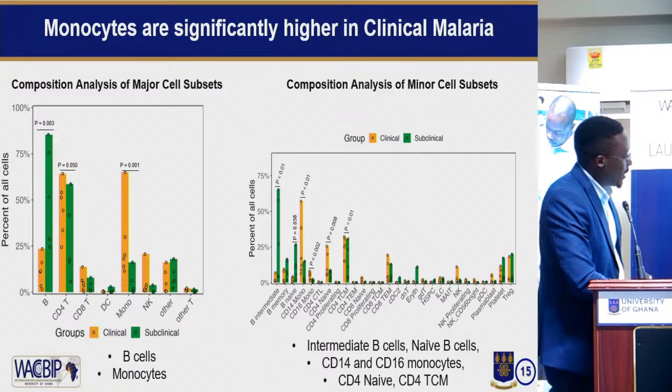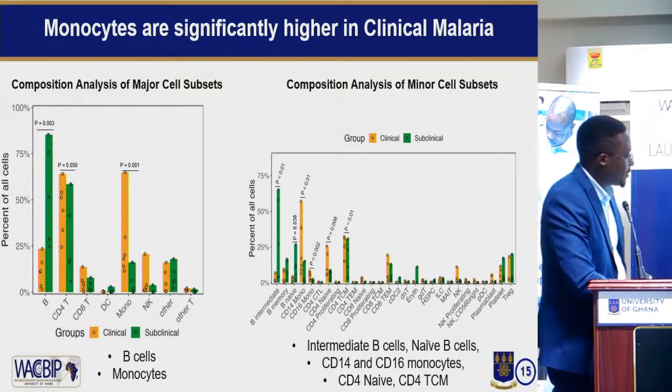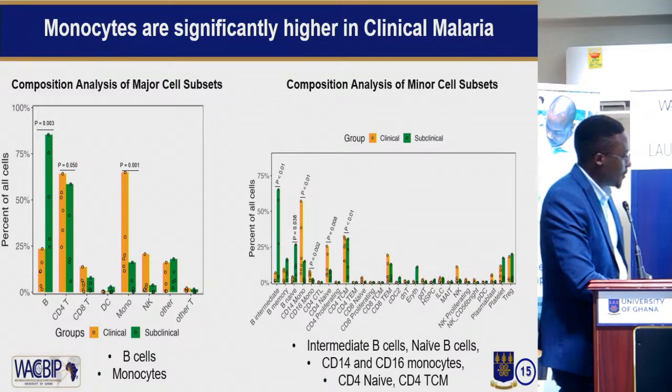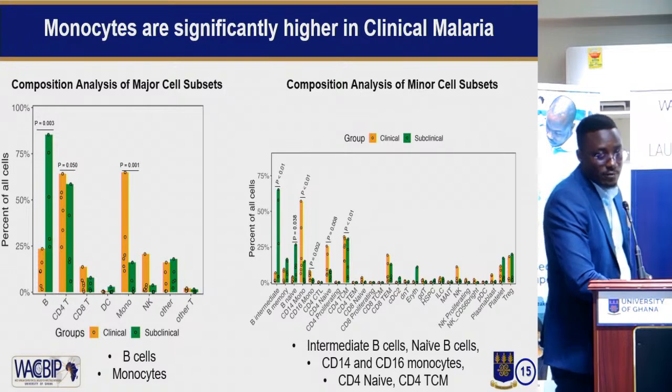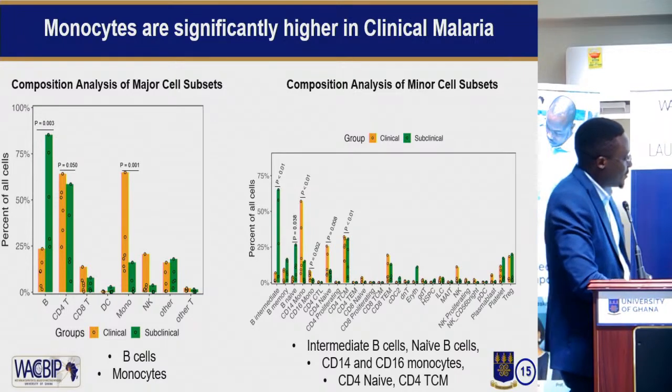And if we look at all the different minor cell subsets, we see a similar trend whereby the intermediate B cells are significantly higher in subclinical malaria infections, and the naive B cells as well are significantly higher in subclinical infections. But then when you look at the monocytes, both the CD14 and the CD16 monocytes are significantly higher in clinical malaria infections. And you can see that this is similar to what we had found with flow cytometry, where we showed that monocytes were actually significantly higher in clinical malaria infections compared to the subclinical infections.